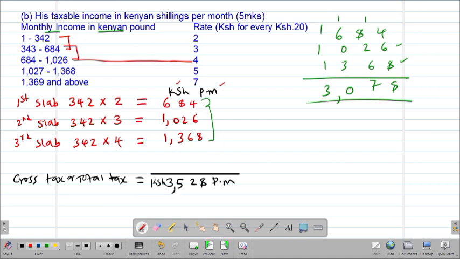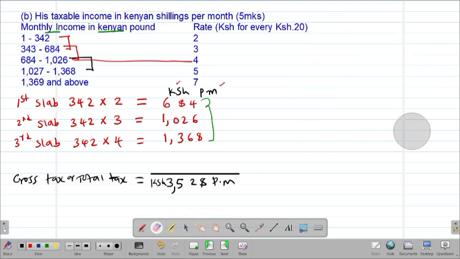So you realize that if you add another slab here, for example, if I was to add this particular slab, the difference will be, before that, there's something we had here. If we were to add this slab, we'll have 1368. Then of course minus 1368 minus 1026. So this is 2, then of course this is 4. This will be 3. So we'll have 342 multiplied by 5.